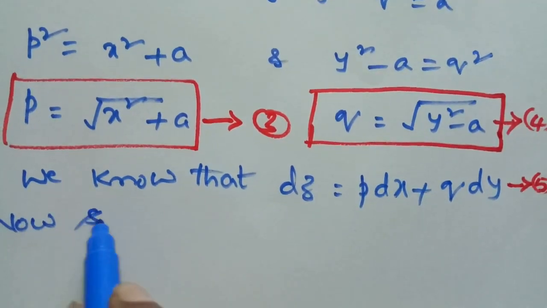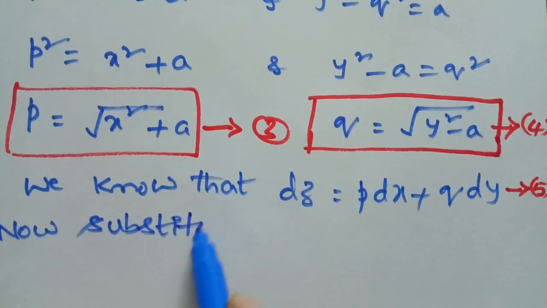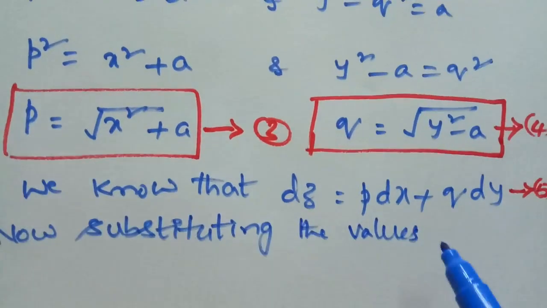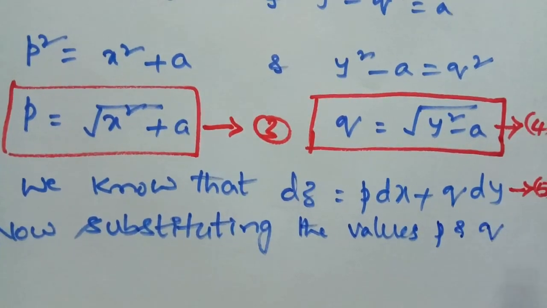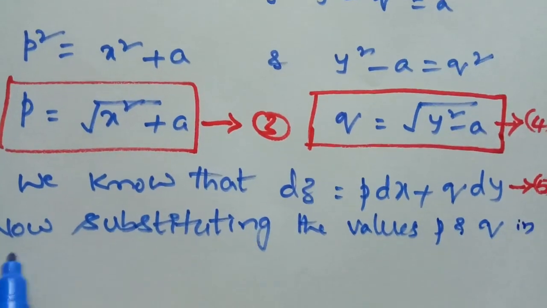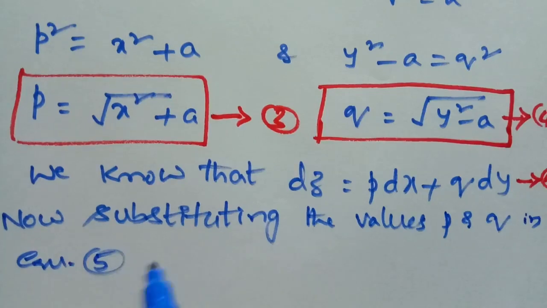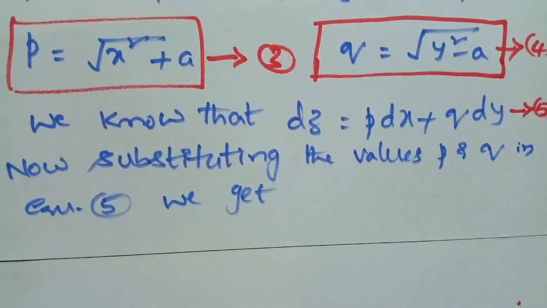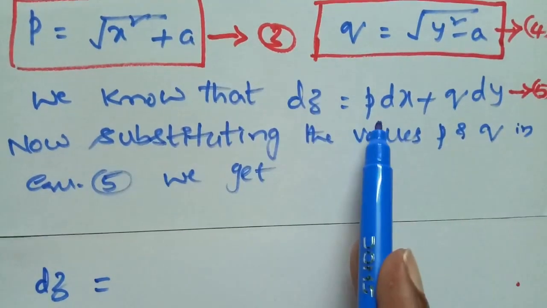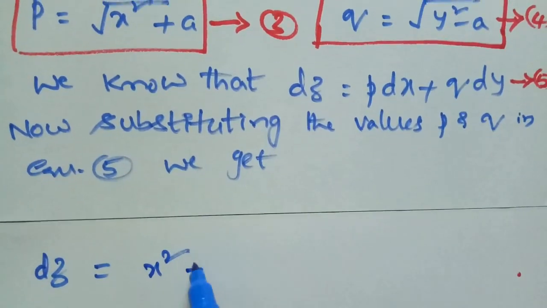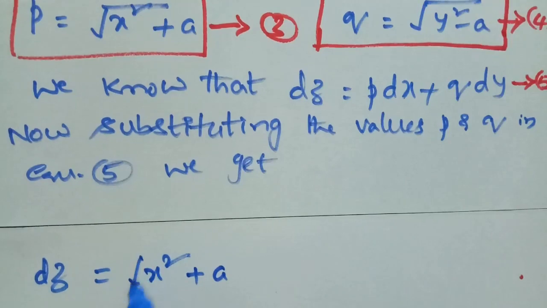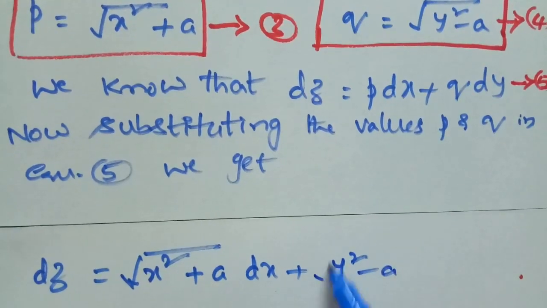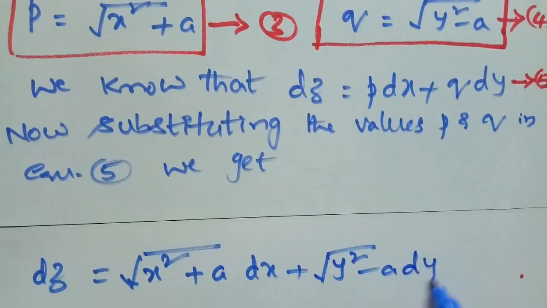Now substituting the values of p and q from 3 and 4 in equation 5, we get dz is equal to p value square root of x square plus a into dx plus q value square root of y square minus a into dy.